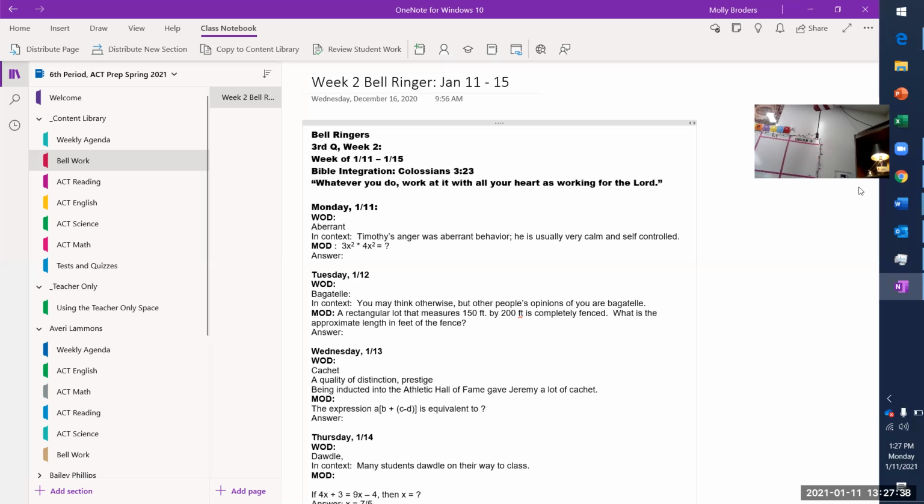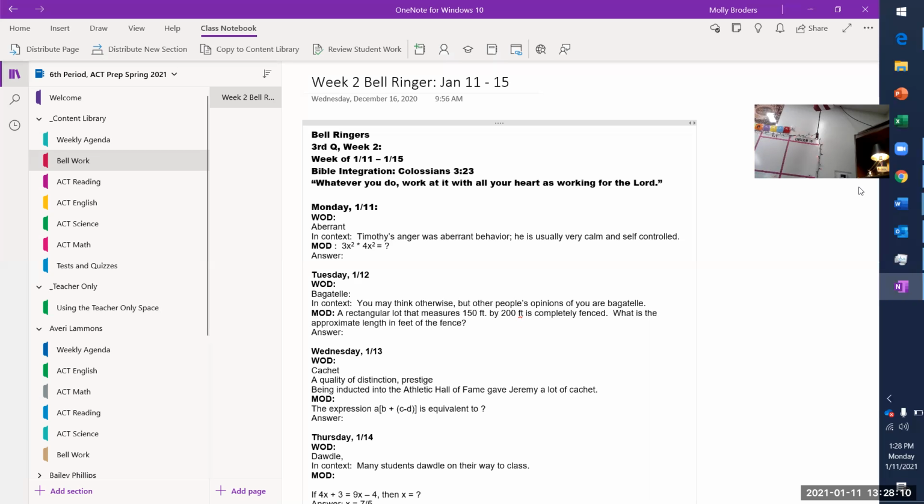Anybody want to take a guess at how to say it? Go ahead. Aberrant. Aberrant. Very good. So you've heard this word before. Yeah. Anybody else know this word? You don't know what it meant. Okay. So it is aberrant. She is correct. Anybody have any idea based on context what part of speech it is? Adjective. Yep. It's an adjective. It is describing Timothy's anger. So everybody write down the part of speech, adjective.